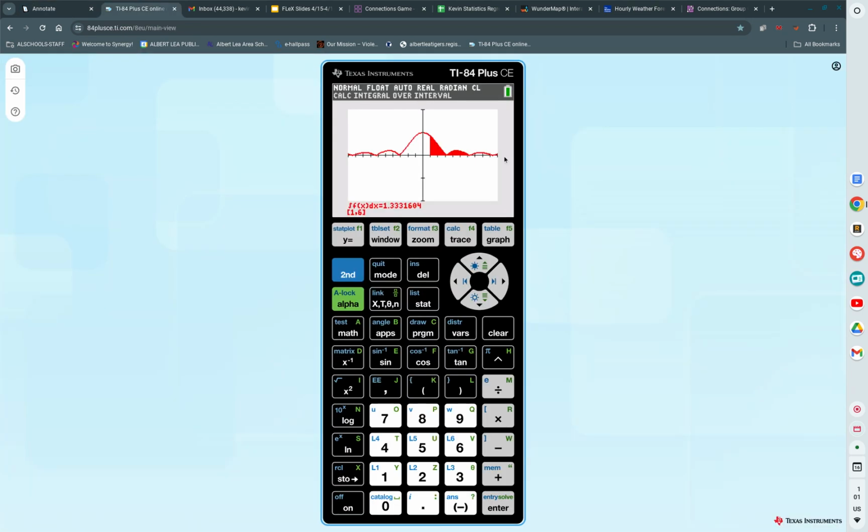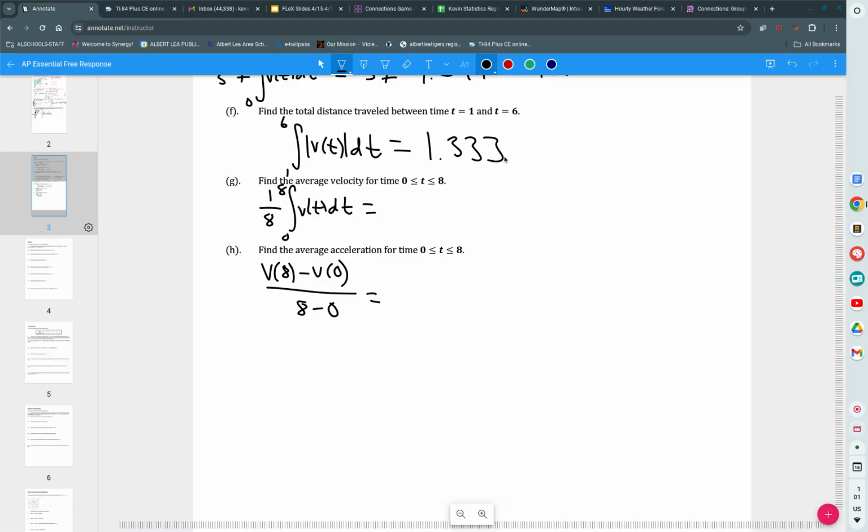So let us calculate that. We'll do the first one. Go back into y equals, and I will deselect that. I will reselect the sine function, and I calculate number 7. And I'm going from 0 to 8. And I get negative 1.574. And then I'll have to divide that by 8.